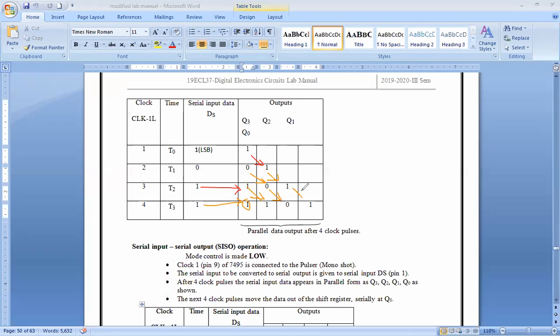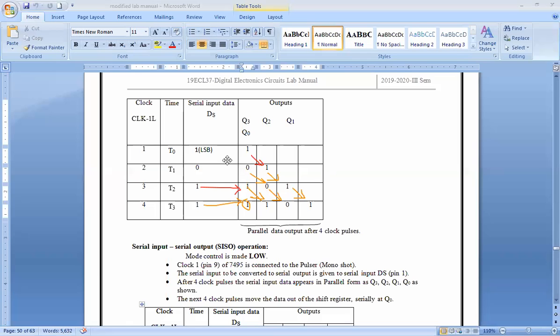Are you all understanding, students, what's happening? Yes, sir. Okay, fine. So what is happening here? Left shift or right shift? Right shift. Yes, right shift is happening.